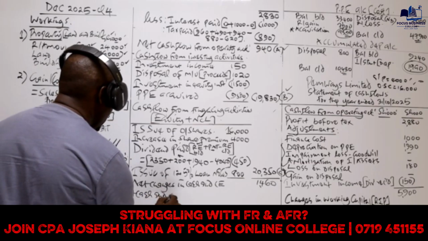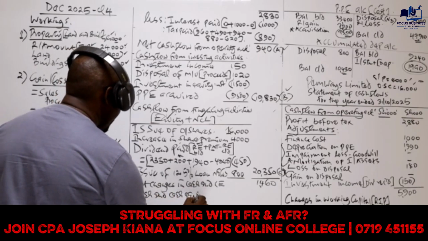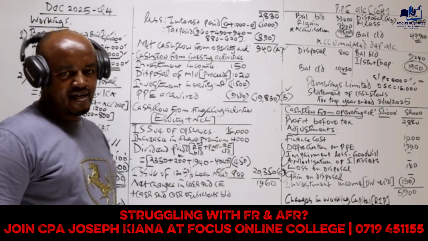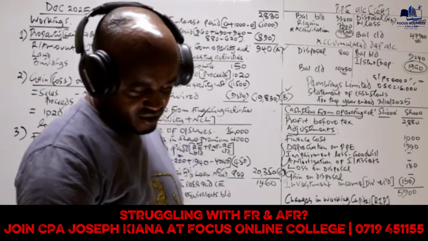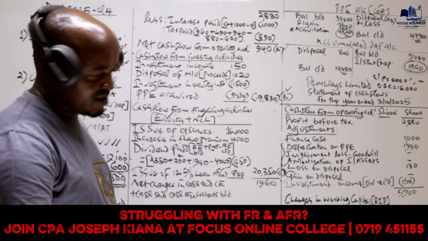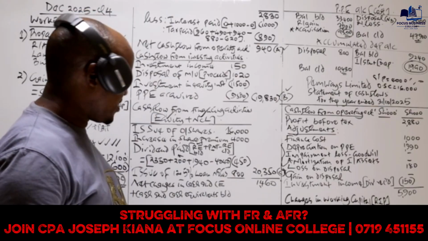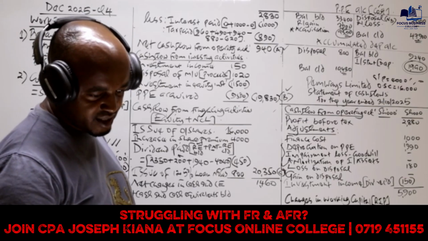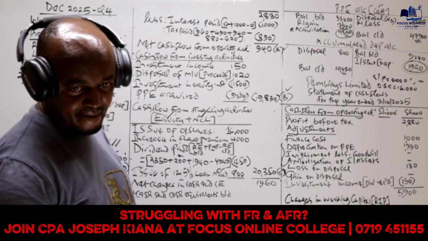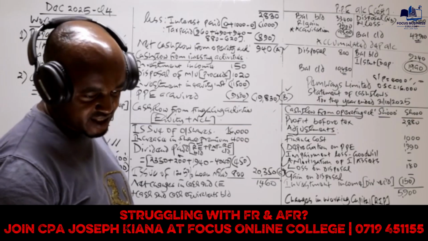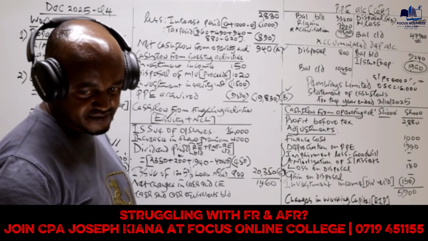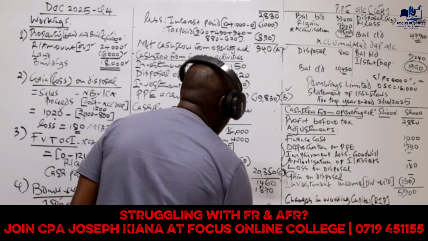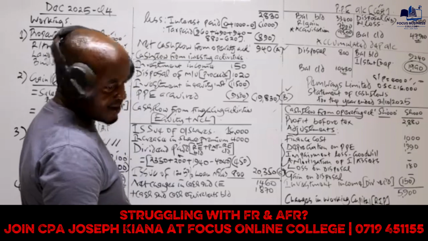Then to this, what do we add? We add the cash and cash equivalents at the start. This cash and cash equivalent at the start, we have it in our balance sheet at the current assets. So how much is the cash and cash equivalent at the start? Yes, the cash and cash equivalent at the start is 1870.